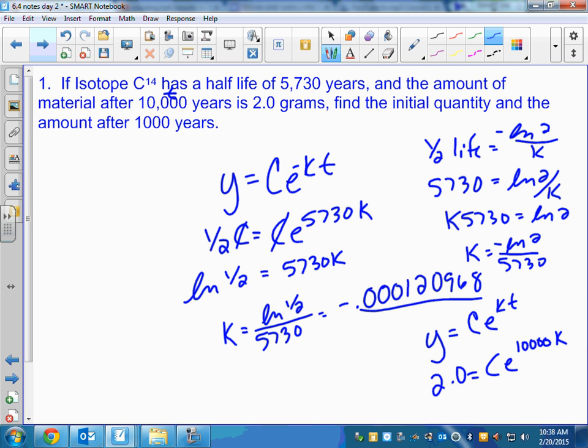And you see how we can solve that for C? No derivatives, no integrals, just solving that problem. So I'm really just going to take 2 divided by this. So on my calculator, I'm going to take 2 divided by e to the 10,000 times k, and then you can type this in if you wanted, or you can type that decimal in. 0.968. And I got C to equal 6.705 if I was rounding to 3 decimals.